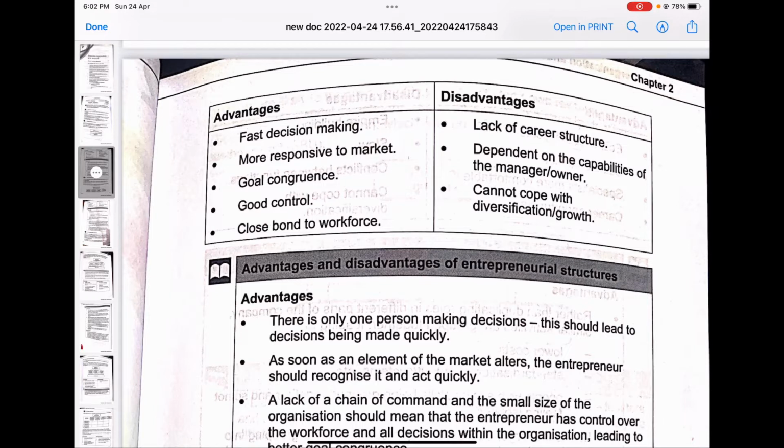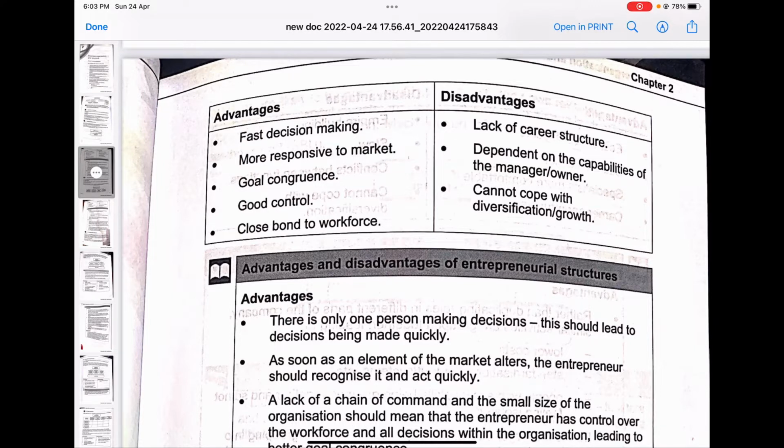Moving on, we have the advantages and disadvantages. So let's start with it. What are the advantages of an entrepreneurial structure? I think it's very basic that the decision making in an entrepreneurial structure is very fast, and that is because only one person heads the organization and there is just one leader, so he takes all the decisions. So obviously the decision making is fast.